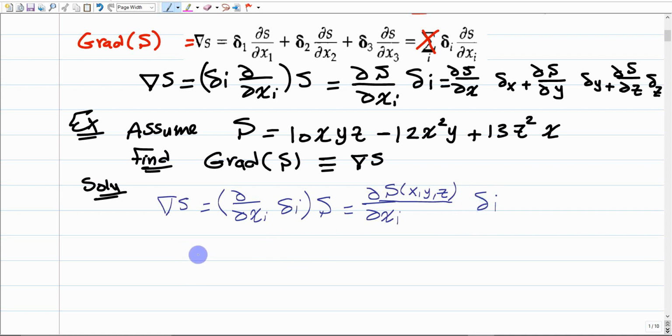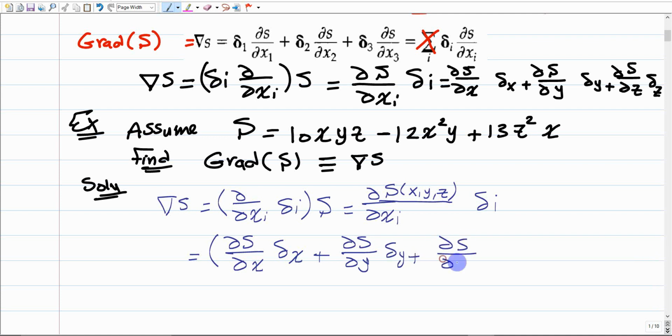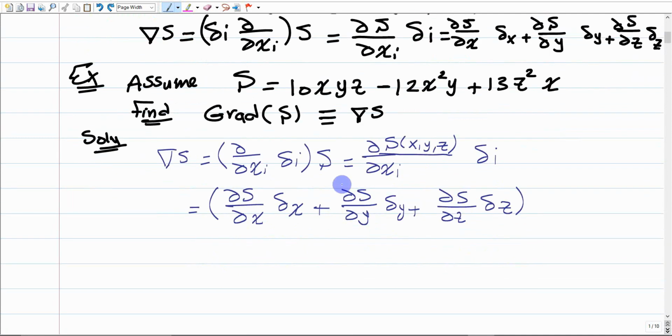So if we decided to write this one in the expanded form, we're going to end up with the partial S with respect to x, because I'm interested in the x component, plus the partial S by partial y, the delta y, plus the partial S with respect to z, the delta z. So this is the expanded form, and this was the compact form of this gradient, right? And this is the given function. Remember that this is the given function.